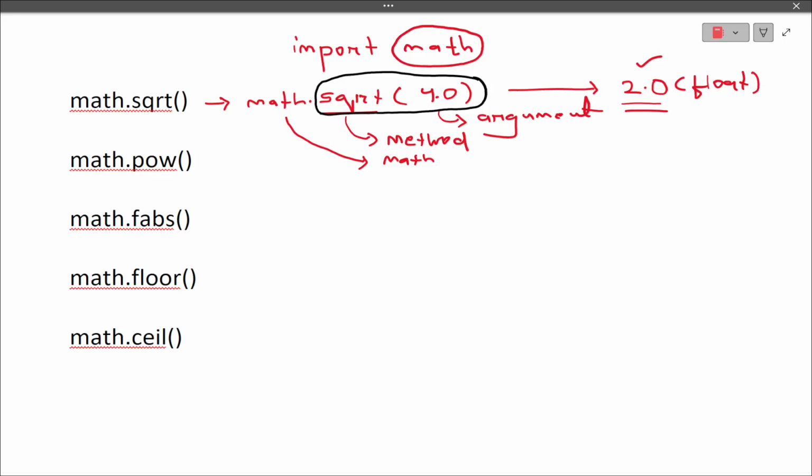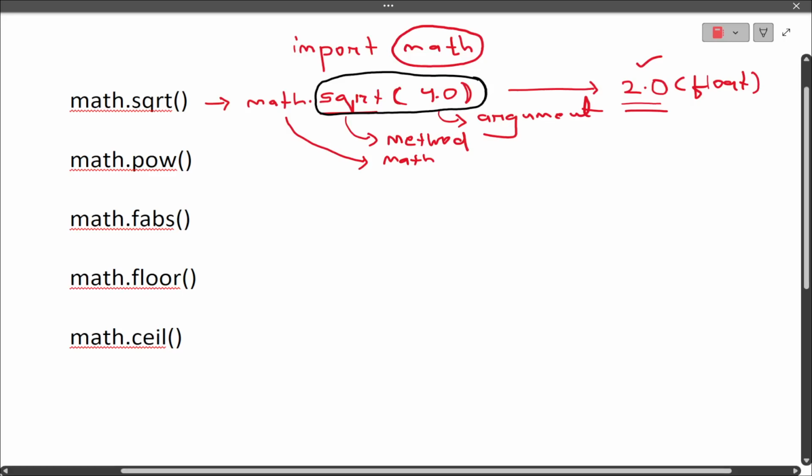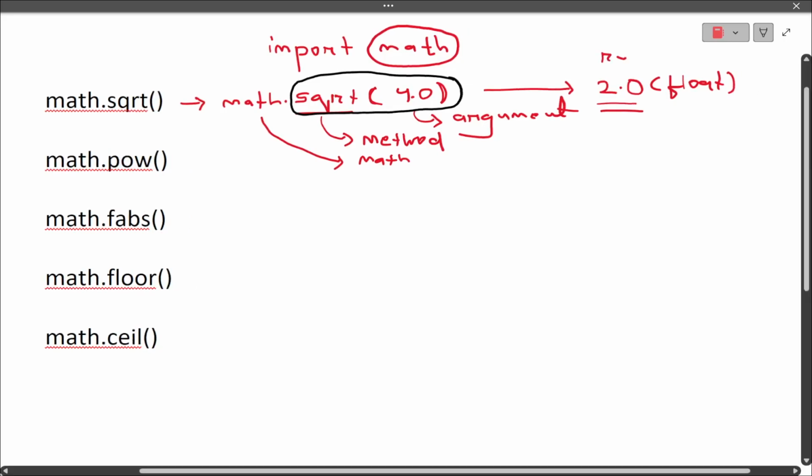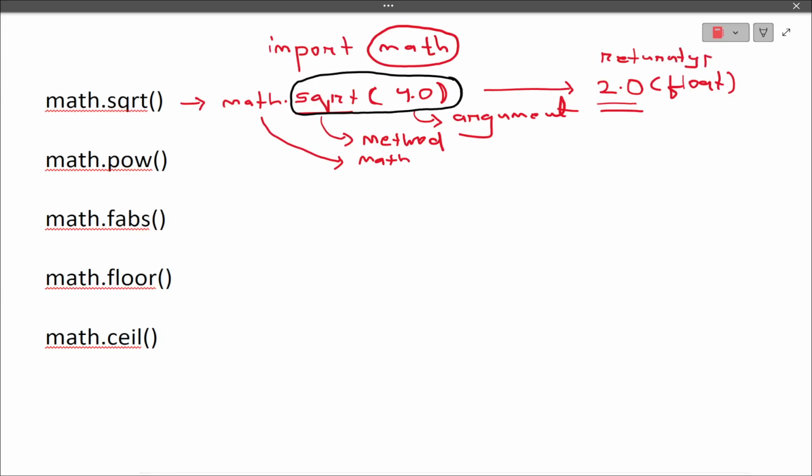So have you understood this particular part? What's the use of this? Inside this parenthesis, you are only allowed to give one argument, and it will give you the square root of that argument. And the return type is, let me mention here, return type, so that every time I need not write this. It may be asked in most MCQ-based or output-based questions, so you need to know the return type. The return type of this is float, and the answer is 2.0.